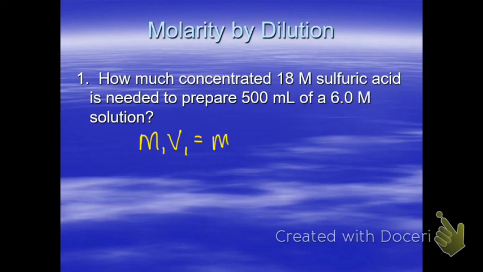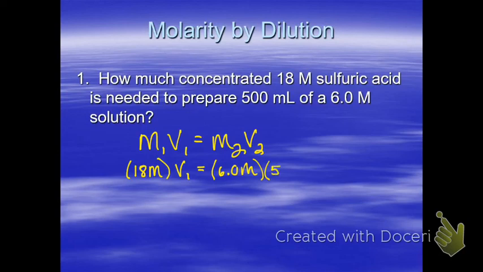M1V1 equals M2V2. Remember, make one side, and it doesn't matter which side. I always do the M1V1. I always make that my stock solution, the one that's more concentrated. 18 molar. I don't know its volume. And I always make the M2V2 side the more diluted solution. So I want 6 molar, and we want 500 milliliters.